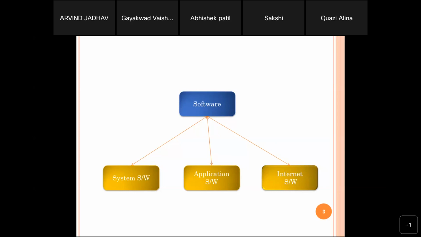Software falls into three categories: system software, application software, and internet software. Don't worry about that. I wrote the statement and I will share a PPT with you also. Just watch this video repeatedly if you have any doubts.